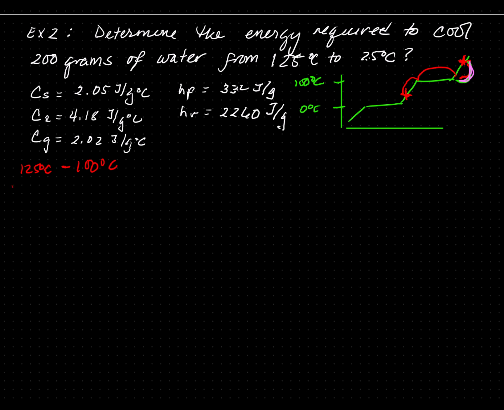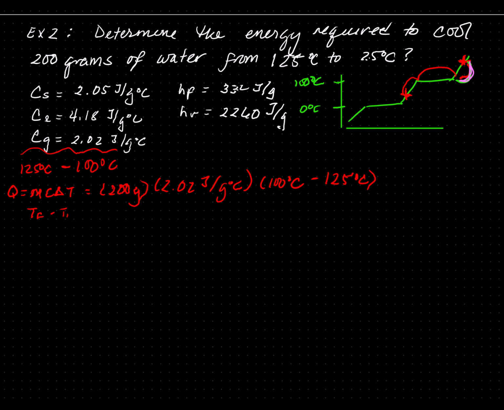Since there's a temperature change, it's going to be Q is equal to mc delta T, and it is going to be T final minus T initial. So my mass is going to be 200 grams. Since we are starting at steam, we're going to use the steam constant, which is 2.02 joules per gram degrees Celsius. My final temperature here is 100 degrees Celsius because that is where I ended, and my initial temperature is 125 degrees Celsius, and that makes sense.